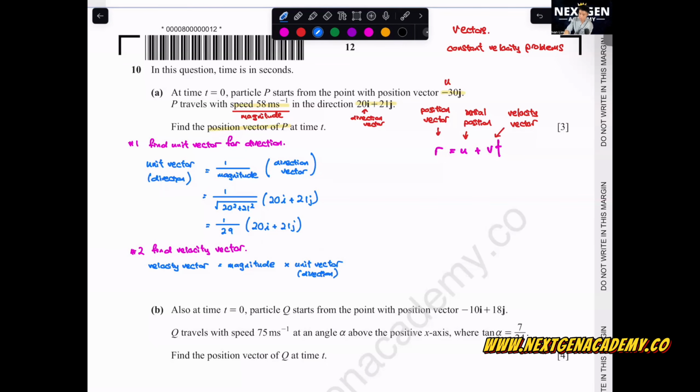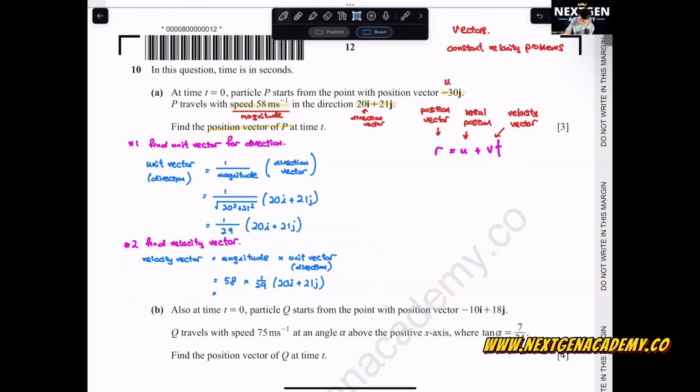Okay, what is a magnitude? Magnitude is the speed, because speed is a magnitude. So this will be 58 times 1 over 29, 20i plus 21j, which is 58 over 29. Okay, what's 58 over 29? This will be 2. 2 times 20i plus 21j, which is 40i plus 42j.